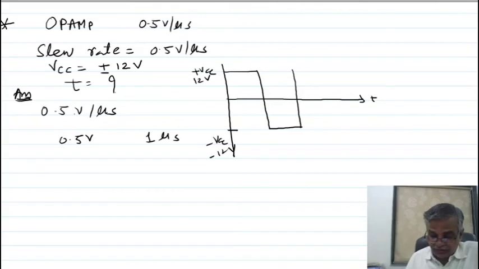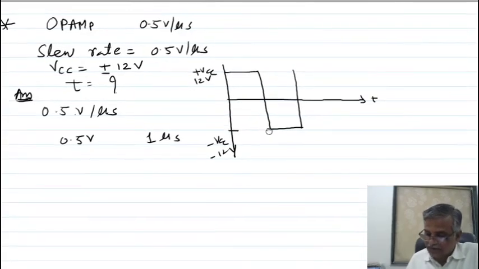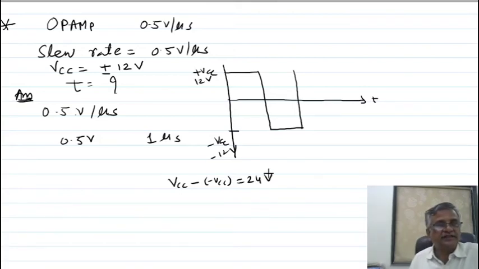Then what is the meaning of this? To change the 0.5 volt, how much time is required? 1 microsecond. You want to change from minus VCC to plus VCC. So to change from minus VCC to plus VCC, how much voltage is there? 24 volt is there. So to change 0.5 volt, 1 microsecond is required. For 24 volt, how much time is required?